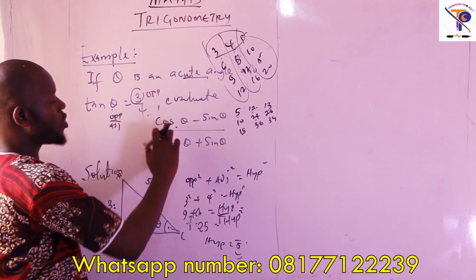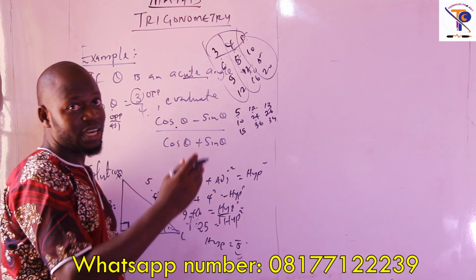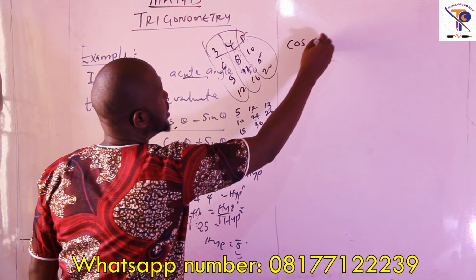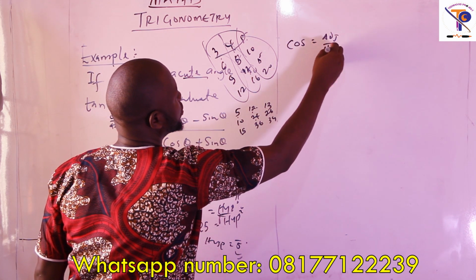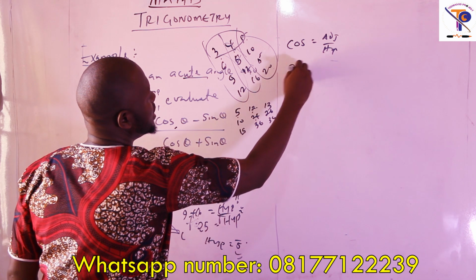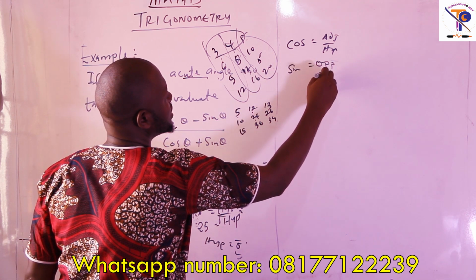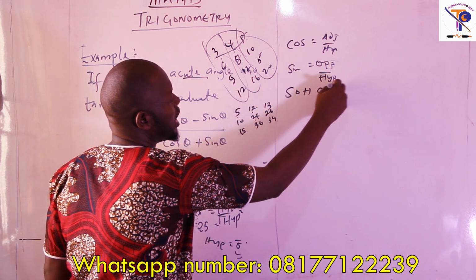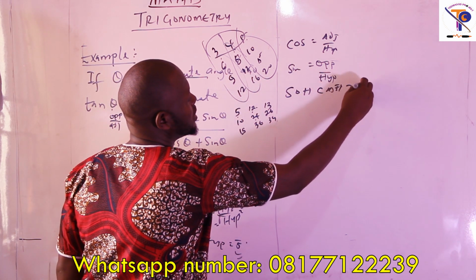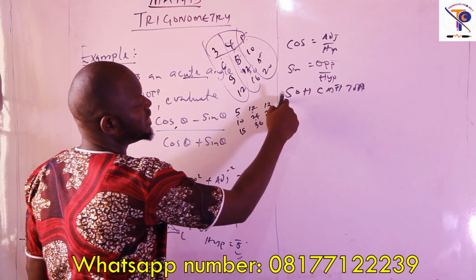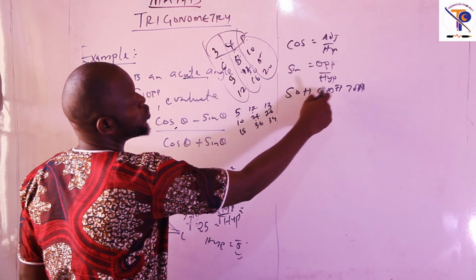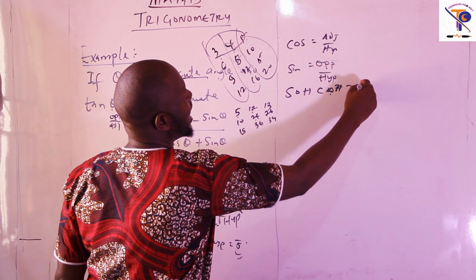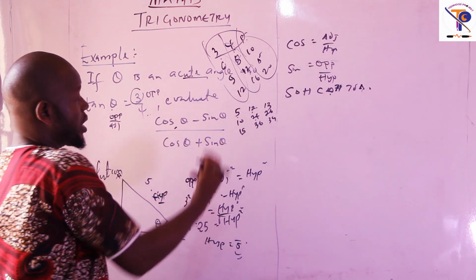Let's move. Cos theta will give you adjacent over hypotenuse. Don't forget, cos is adjacent against hypotenuse, and sine is opposite over hypotenuse. We have discussed this. This is what they call SOHCAHTOA. Don't forget: sine is equal to opposite over hypotenuse, cos is equal to adjacent over hypotenuse, and tan is equal to opposite over adjacent. So we can use this.